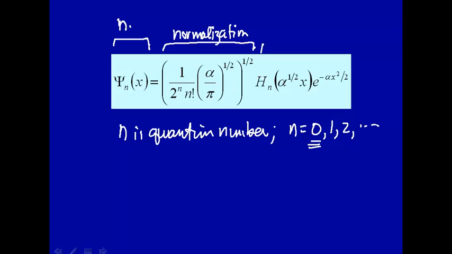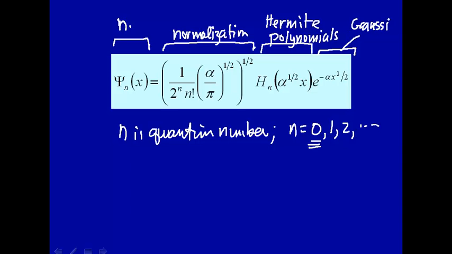Now the normalization, and these are interesting. These are Hermite polynomials. And this function here, e to the minus alpha x squared over 2, is a Gaussian function. They are named after two famous mathematicians of the 1800s, Hermite and Gauss. Let's first take this apart. Well, the normalization is not real exciting. It's just a number, depending upon what alpha is.